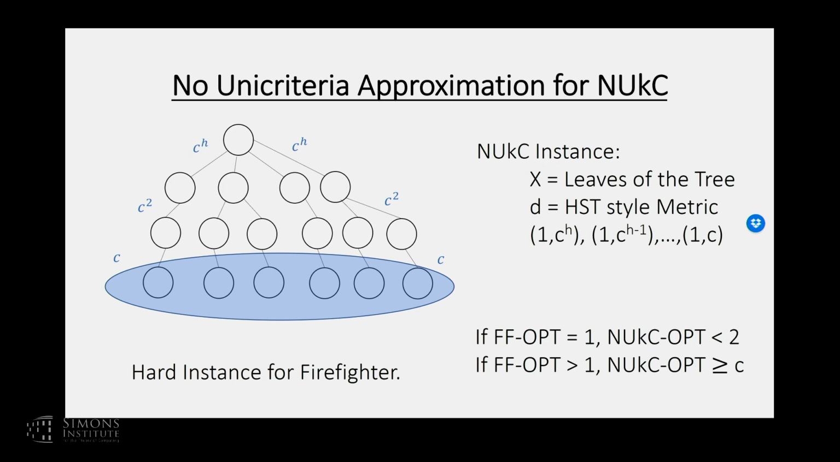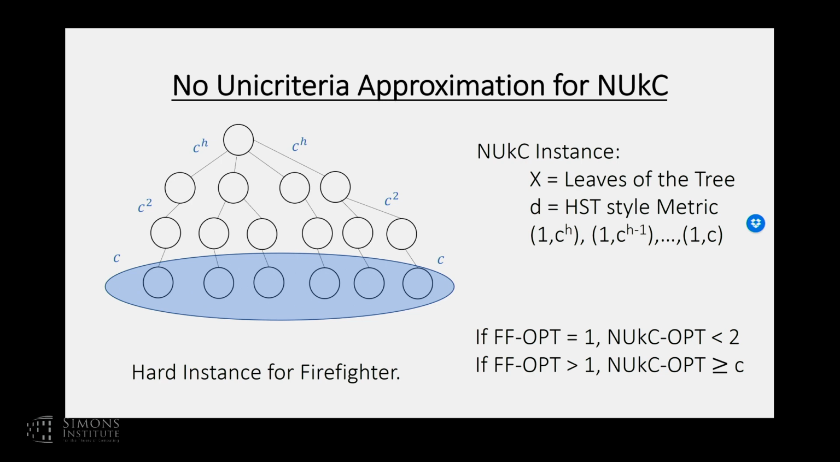So if the Firefighter value is 1, if 1 per layer suffices, then basically every client will travel at most 2, and by travel I mean travel divided by the radius. On the other hand, if you cannot put 1 guy at every layer and save all the leaves, then no matter what you do in this NUKC instance, someone has to straddle a subtree and will basically pay c. Okay, so this is sort of standard. So you cannot get better than c by 2 factor. Okay. But note that this is brittle.